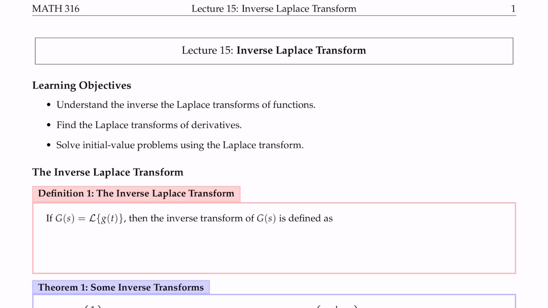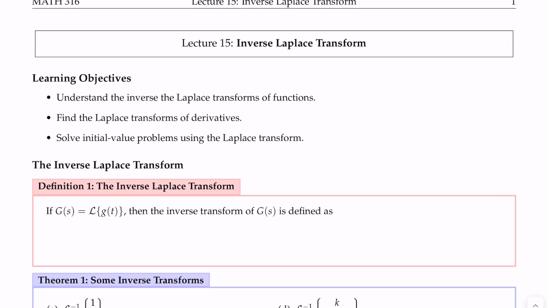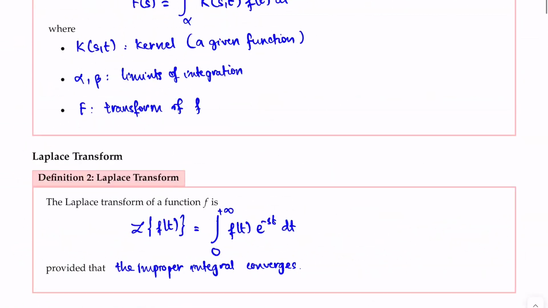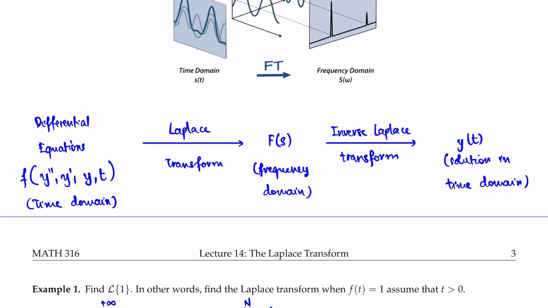That is just to understand the inverse Laplace transform of function, then find Laplace transform of derivatives, because eventually what you want to do is to solve for the initial value problems using the Laplace transform. So the process, as I described in the last lecture, is that you have differential equations. You're going to use Laplace transform to transform the differential equations to some algebraic equation, solve for the solutions, capital F of s, and then use inverse Laplace transform to find the solutions that you need in the time domain.